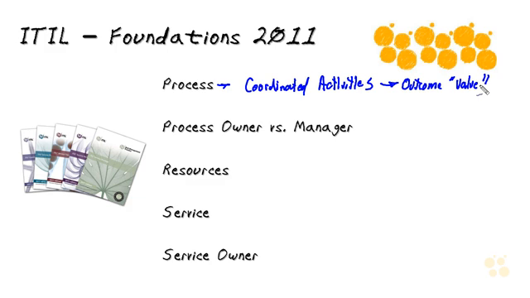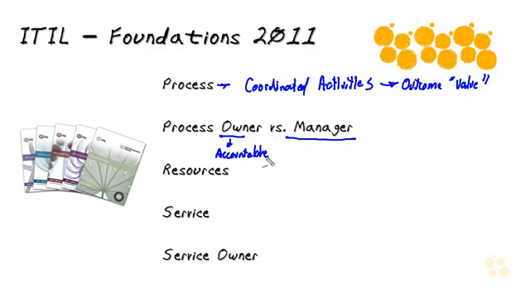Now, the deal is that you will find that each process is going to have a process owner, but there are also process managers. The owner is the person responsible for making sure that the process is doing what it's supposed to do, and is also accountable.